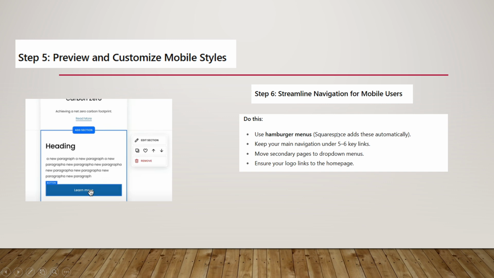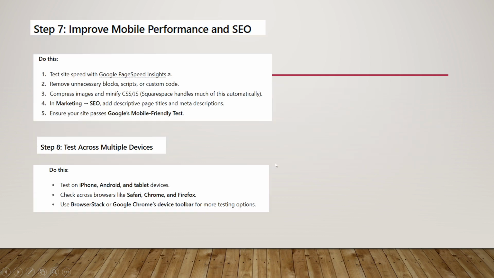Boost performance and SEO by running Google PageSpeed Insights and removing unnecessary blocks, scripts, or custom code. Squarespace already minifies CSS and JavaScript, but continuing to compress images pays off. In Marketing, then SEO, write descriptive page titles and meta descriptions, and confirm your site passes Google's mobile-friendly test.